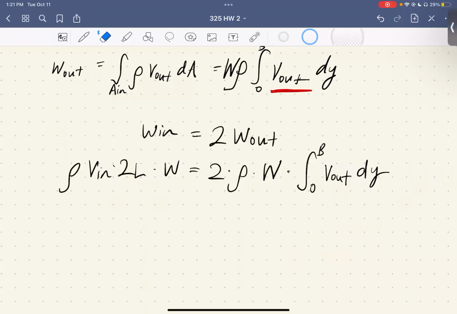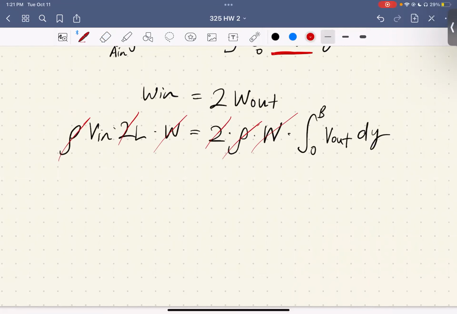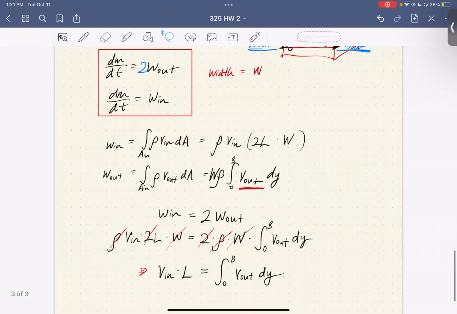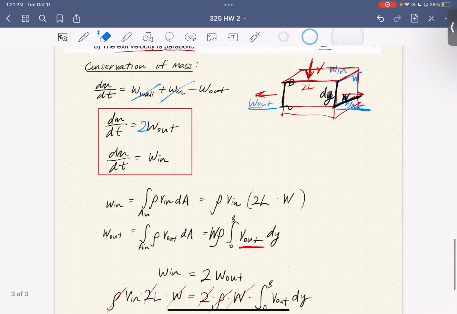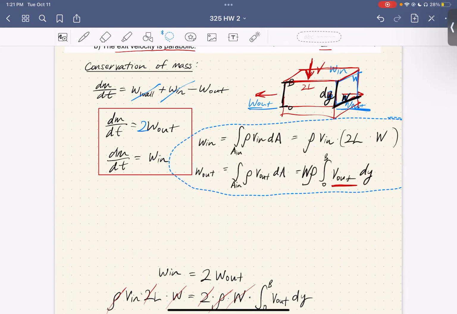And the great thing is there are some things we can cancel out here. Cancel the 2, cancel the rho, cancel the width. As you can see, we're left with a very nice expression. v in times L equals the integral from 0 to b of v out with respect to y. So we're left with this really nice expression that we can use later. So what I am going to do is erase some things and move them so we have some more space. Great.